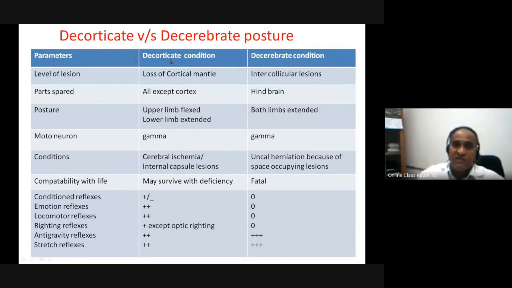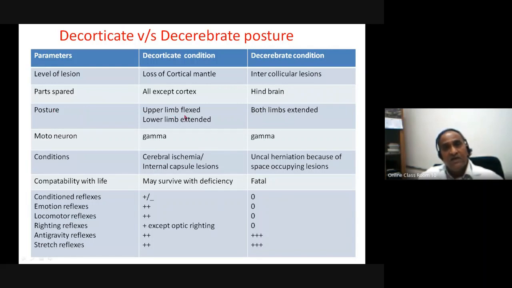Decorticate preparations. I will take the overall differences between the decorticate and the decerebrate preparations, not only posture. Here I have listed the level of lesion: in decorticate, it is at the internal capsule or the entire cortical mantle. In decerebrate, it is intercollicular or mid-collicular. Parts spared: in decorticate, all parts except the cortex are functional. In decerebrate, only the hindbrain is functional.